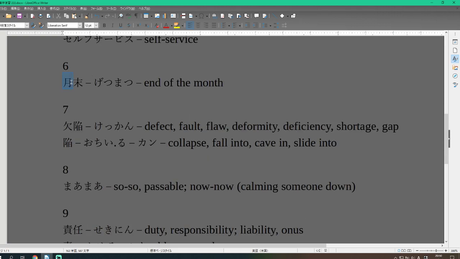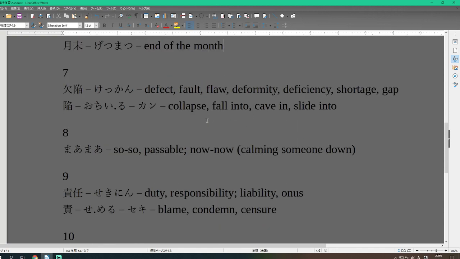Number six is getsumatsu. Getsu on the left side for a month. Matsu on the right side for the end of it. Getsumatsu is the end of the month. Getsu, end of. Literally. Getsumatsu desu.